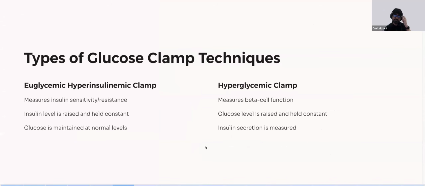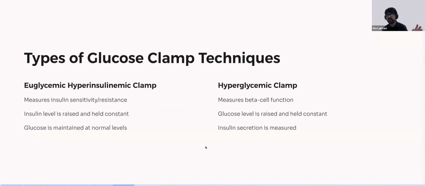Right now, there are two clamps. There are many clamp studies, but there are two which have stood the test of time. One is what is known as a euglycemic clamp, also known as the hyperinsulinemic euglycemic clamp, or the euglycemic hyperinsulinemic clamp. Simple term, euglycemic clamp, right? The euglycemic clamp is the gold standard for measurement of insulin resistance. But if you want to see beta cell function, the gold standard for measurement of beta cell function is the hyperglycemic clamp. So the euglycemic clamp is for insulin resistance, the hyperglycemic clamp is for beta cell function.